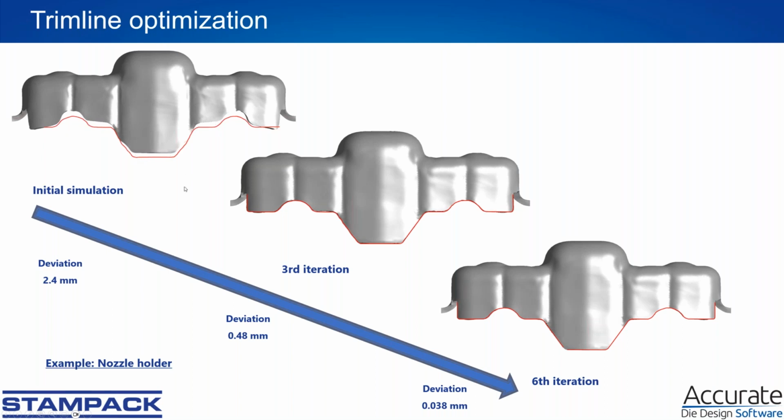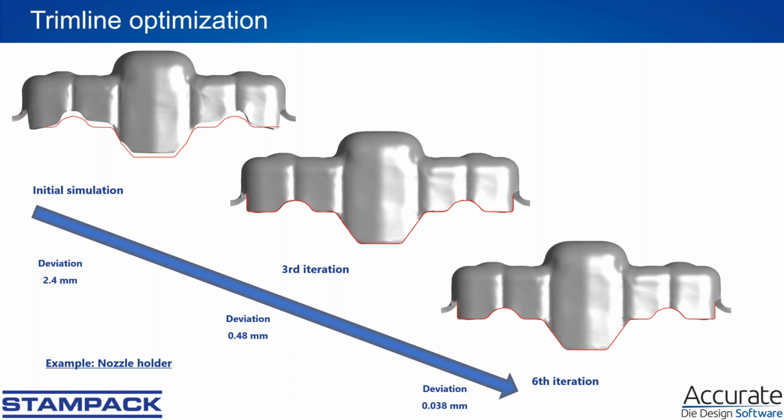And then in 3 iterations, we came from 2.4 in the beginning to about 0.5 millimeter away from the target line. And after 6 iterations, I was really pleased to see that we came close to 0.04 millimeters, which is extremely accurate.